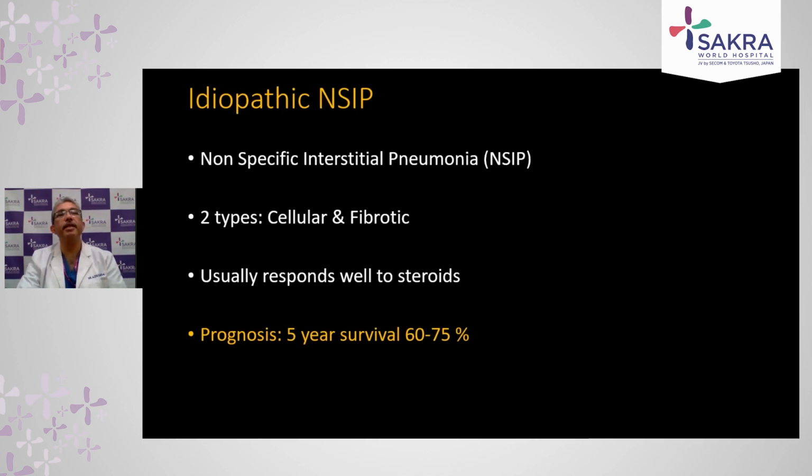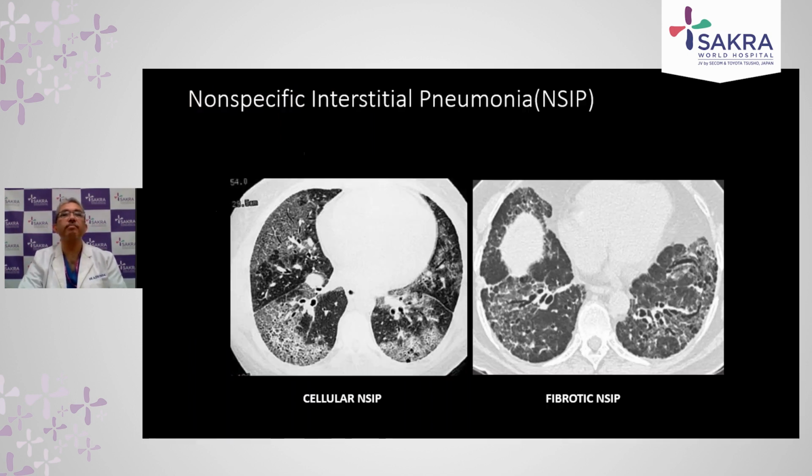Coming to the next entity, idiopathic non-specific interstitial pneumonia. Idiopathic, I will tell you, because it has to be diagnosed after ruling out certain conditions. In earlier stages, it is cellular, and later on it becomes fibrotic. This is one of those conditions which responds well to steroids, and look at the survival, 5-year survival, almost 75%. So these patients do very well as against IPF, who do very poorly.